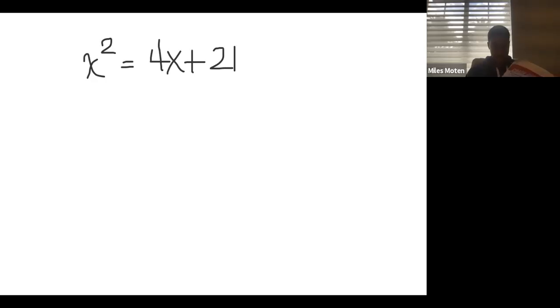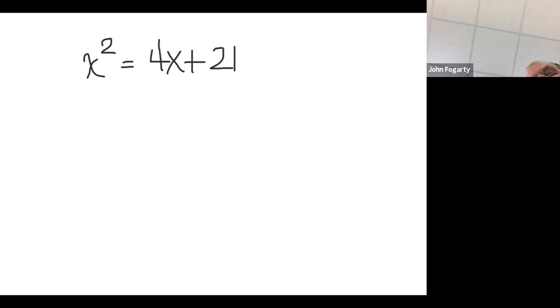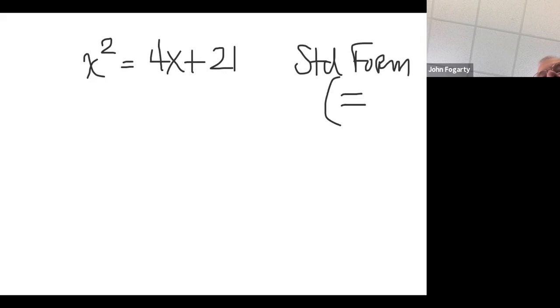All right. So we got x squared equals 4x plus 21. All righty. Well, I know this is quadratic, and I know it's an equation and not a polynomial because I see an equal sign. So what we want to do is put it in standard form, which simply means quadratic term, linear term, constant term equals 0.